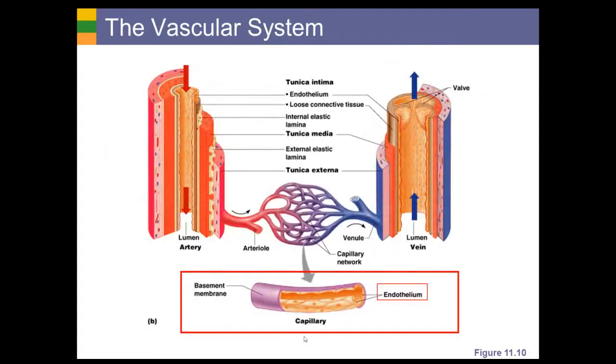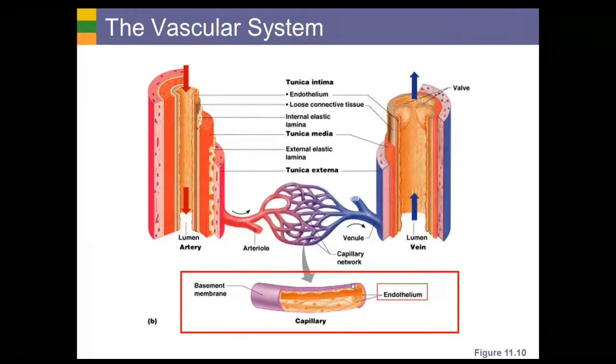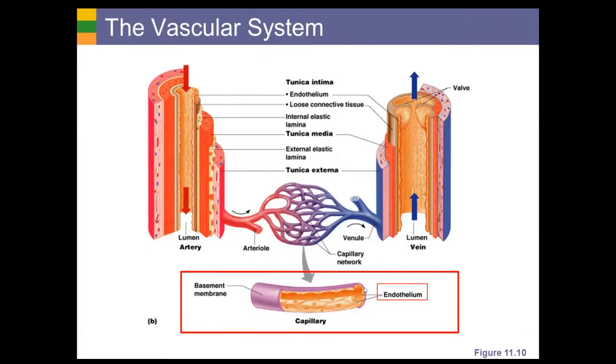Okay, lastly, the capillaries. Capillaries only have one tunic, and that's basically the tunica intima. They basically consist of simple squamous epithelial tissue and the basement membrane. Recall, substances have to move across the wall of the capillaries, and much of that happens by diffusion. And so you have to have a very thin surface to facilitate diffusion across it.